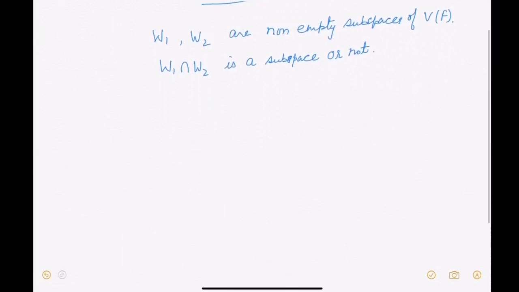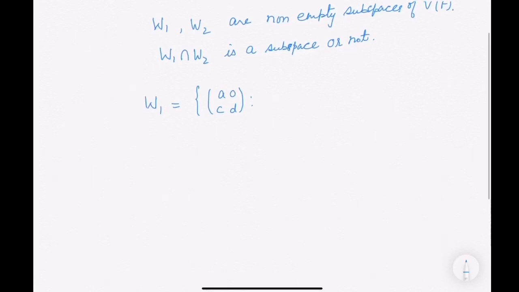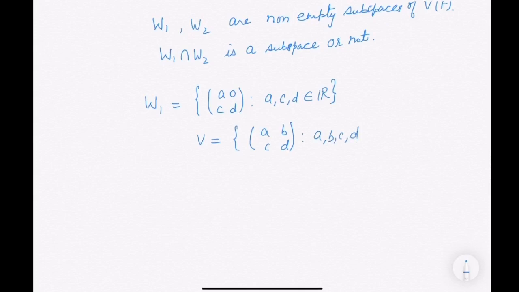So let us first see an example. Suppose W1 is a subset of this type: A, B, C, D, where the entry B is 0 and A, C, D belong to R. You can see that W1 is a subspace of V, where V is the set of 2 cross 2 matrices with all the matrix entries in field R. That is, A, B, C, D belong to R.